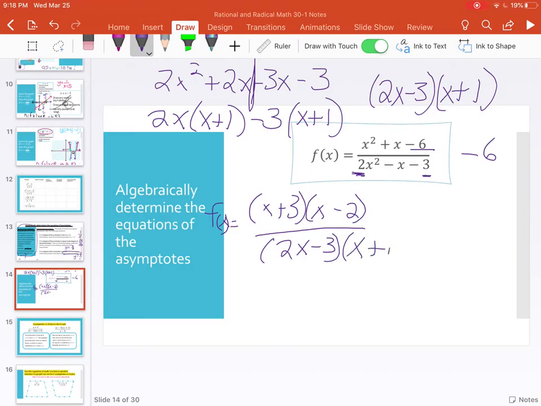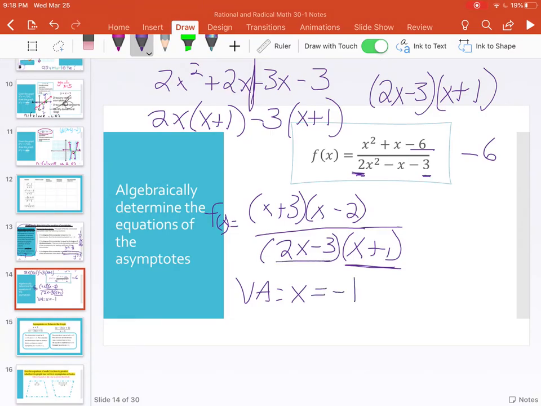So from here I can find my vertical asymptotes. My first vertical asymptote is the 0 of the factor x plus 1. The 0 of the factor x plus 1 would be -1. So my first vertical asymptote would be when x equals -1.